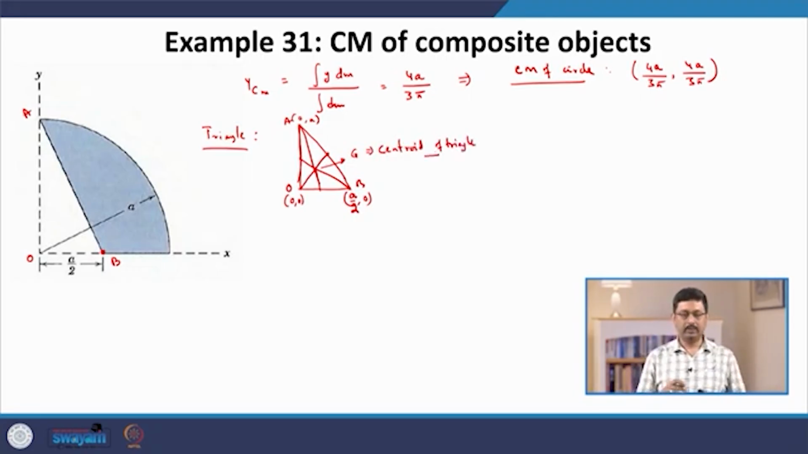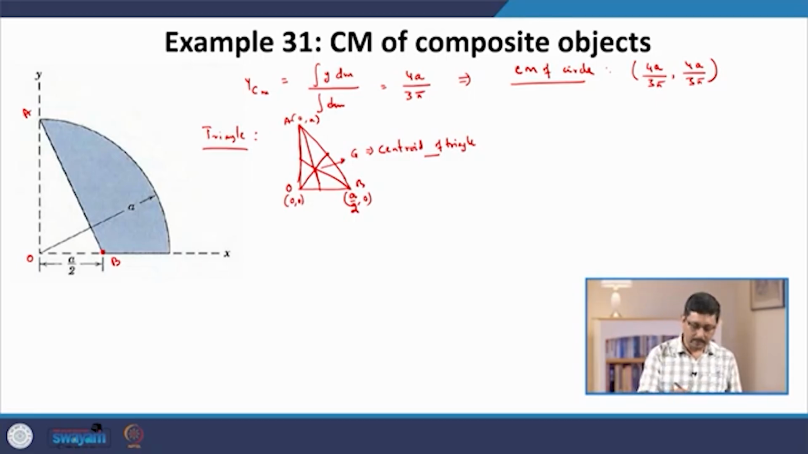Now, let us give a physical argument. This is a kind of geometrical proof that I am sure you are familiar with from your high school course. Let us give a physical argument to show that this must be the center of mass. Since the triangle is uniform, the mass density is uniform.